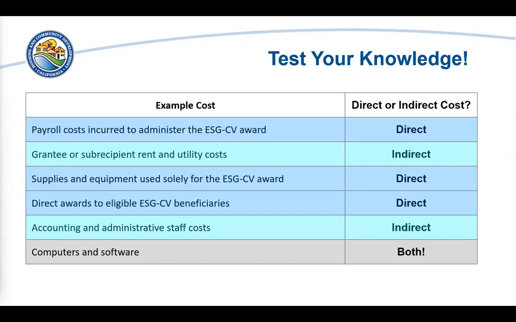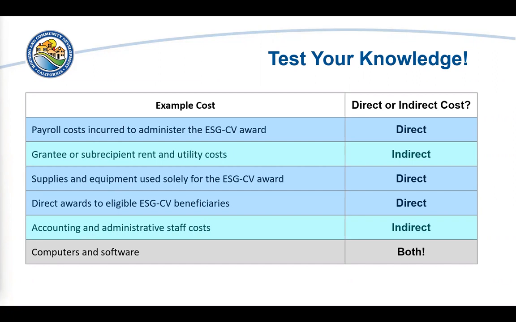And so that's an indirect cost, right? That is indirect because of the complexity of attributing those costs to the particular final cost objective, which is either the ESG or the ESG CV awards in our examples here. And so that's why you can either use the de minimis or the two other methods, indirect cost rates or cost allocation plans. Finally, the little trick here: computers and software can be either direct costs if used solely for the ESG CV award, or indirect if used to perform tasks or services for multiple funding sources.